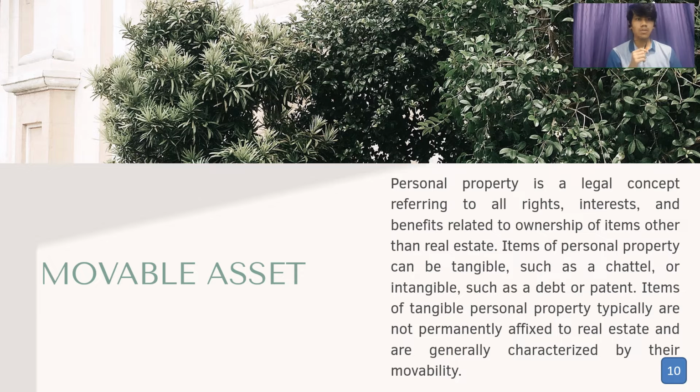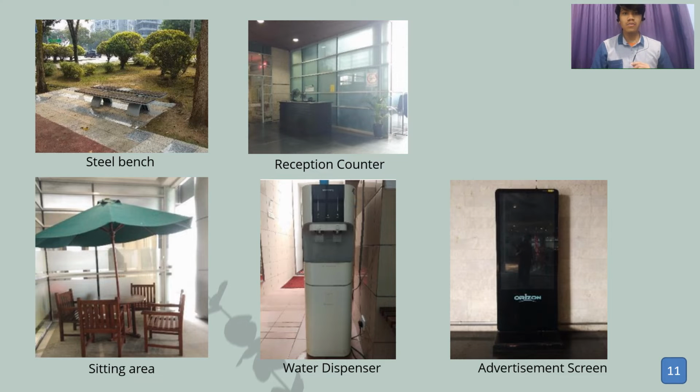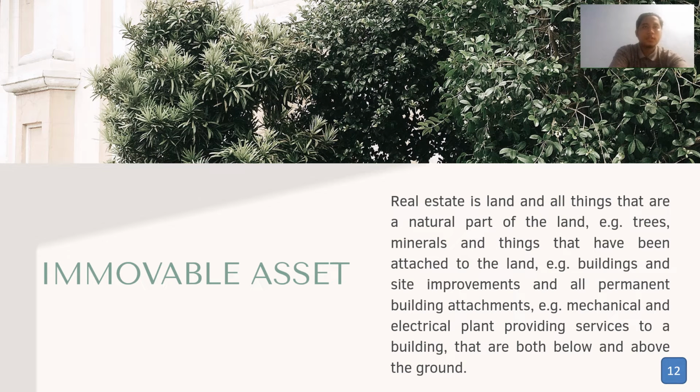Items of tangible personal property typically are not permanently affixed to real estate and are not generally characterized by their movability. There are a few types of movable assets such as steel band, reception counter, seating area, water dispenser and advertisement screen. Immovable asset: real estate is land and all things that are a natural part of the land.